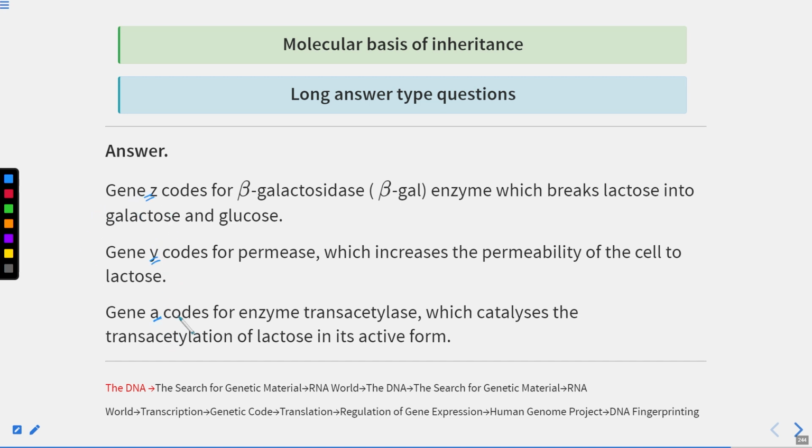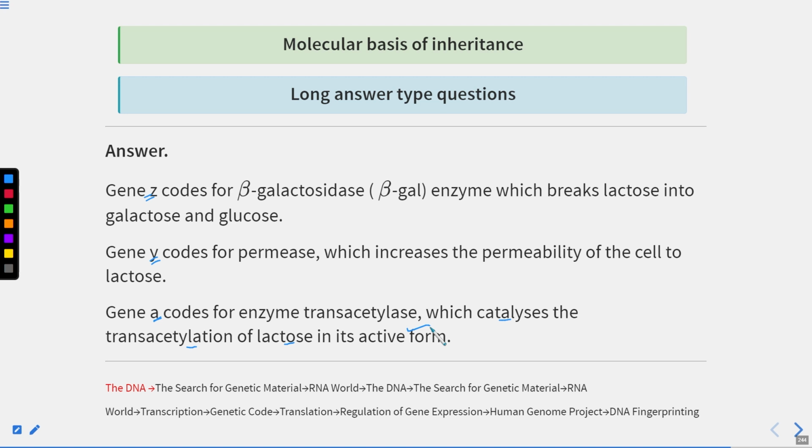So this was gene Z, this was gene Y. Gene A codes for the enzyme transacetylase, which catalyzes the transacetylation of lactose in its inactive form. So here you can see gene Z codes for beta-galactosidase and it breaks lactose into galactose and glucose.